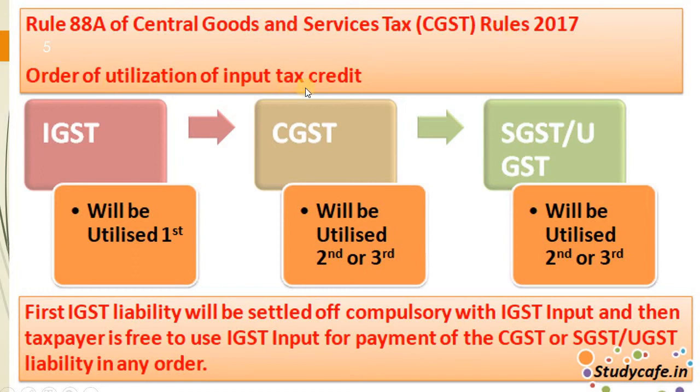So how the order goes like this. So IGST, first it will be utilized to set off IGST itself. Second, it will be CGST or SGST, utilized second or third. It depends on the taxpayer's choice. So either SGST will come second or CGST will come second. So it depends on the taxpayer's choice. So first IGST liability will be settled off compulsorily with the IGST input, and then taxpayer is free to use IGST input for payment of CGST or SGST or UTGST liability in any order he can follow. So this figure I have taken from studycafe.in.